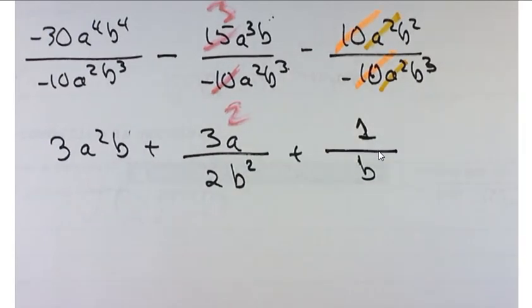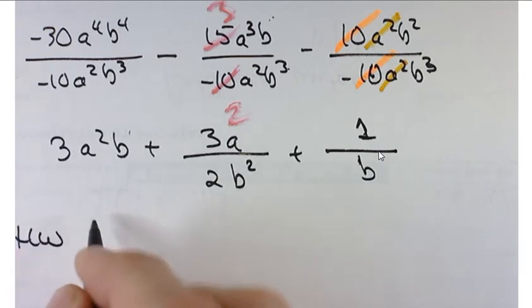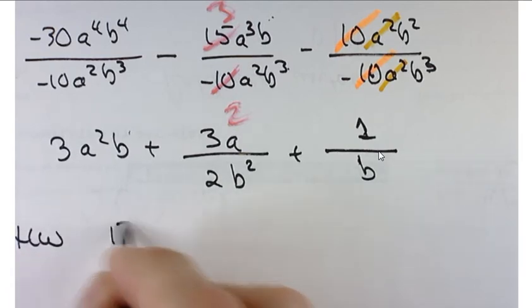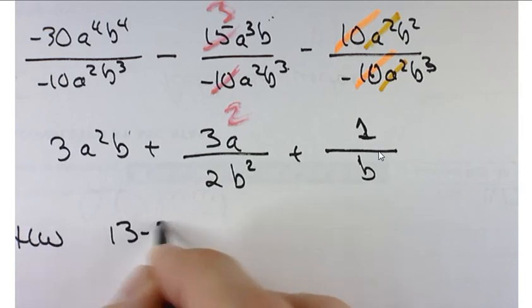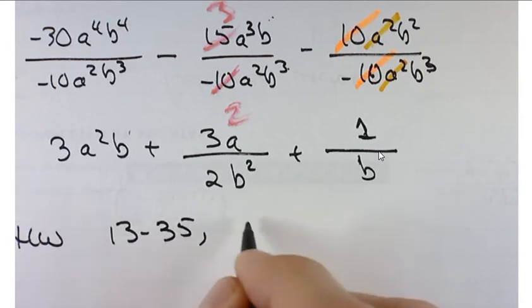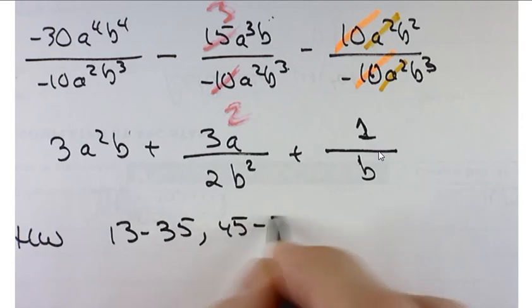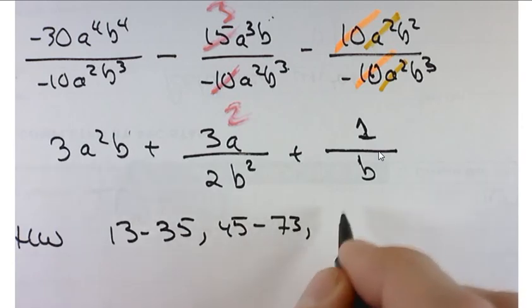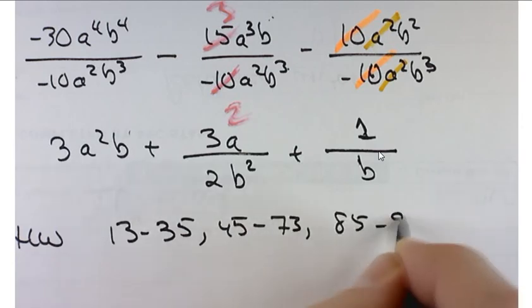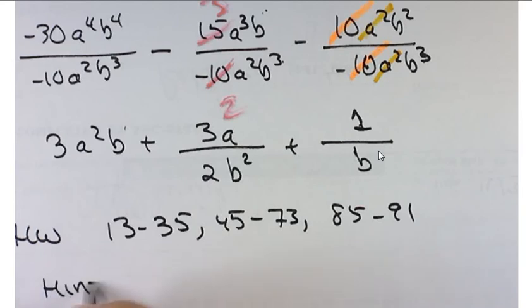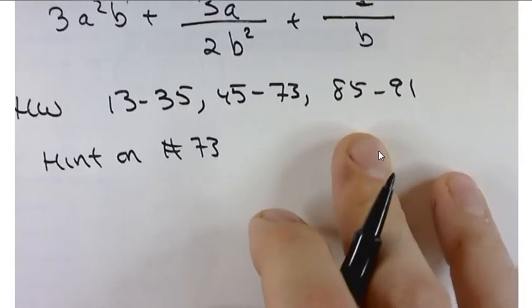For homework, try 13 through 35, 45 through 73, and 85 through 91. Let me give you a hint on number 73. This is section 5.8.